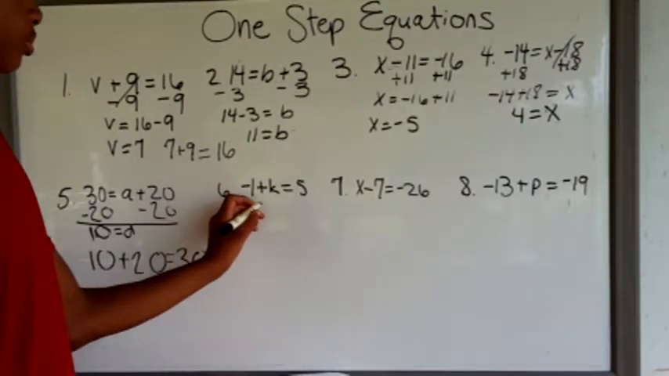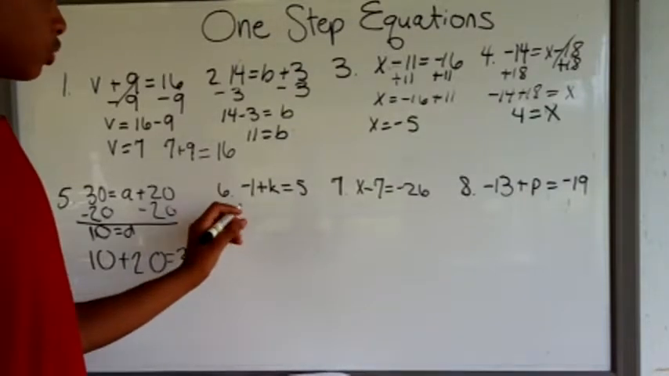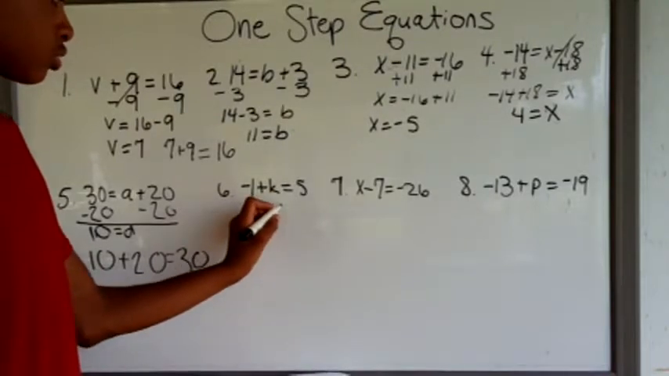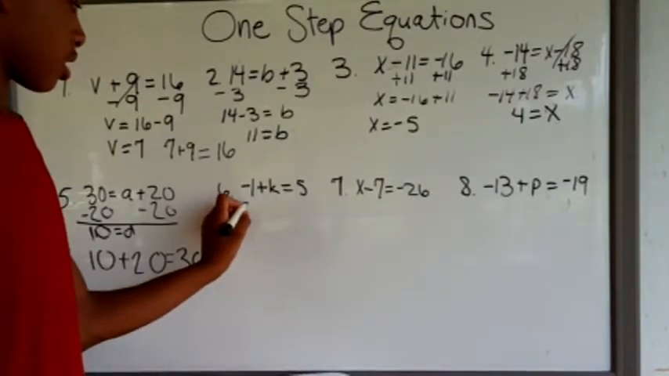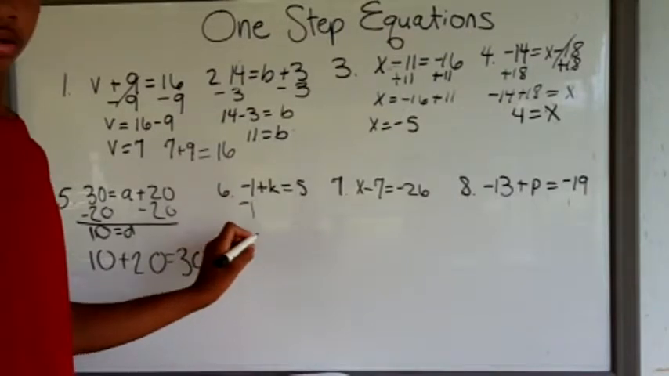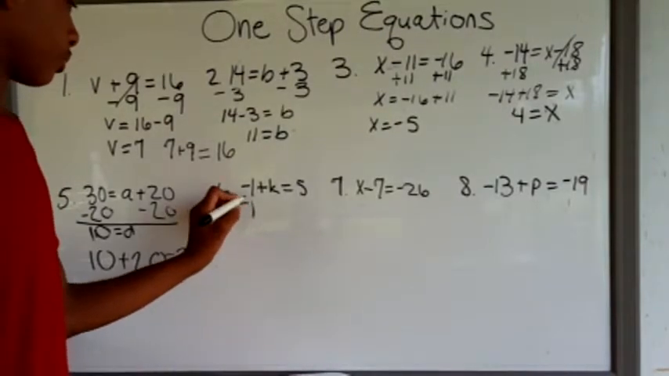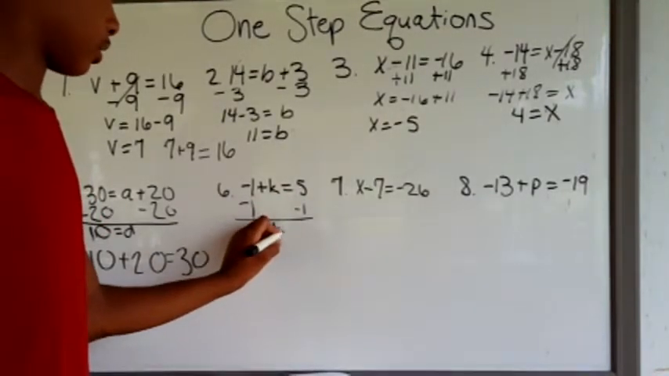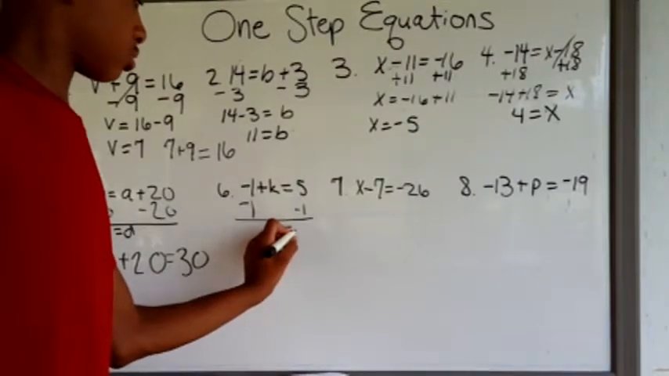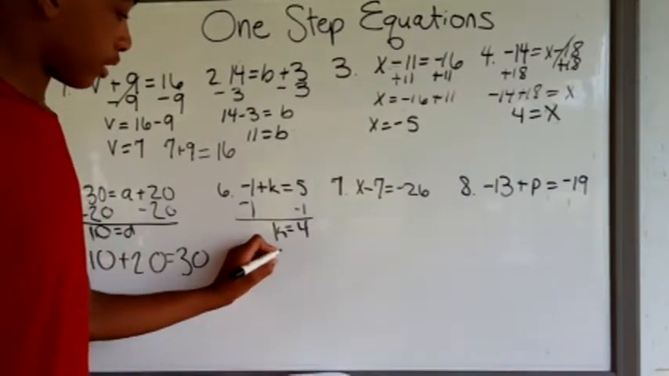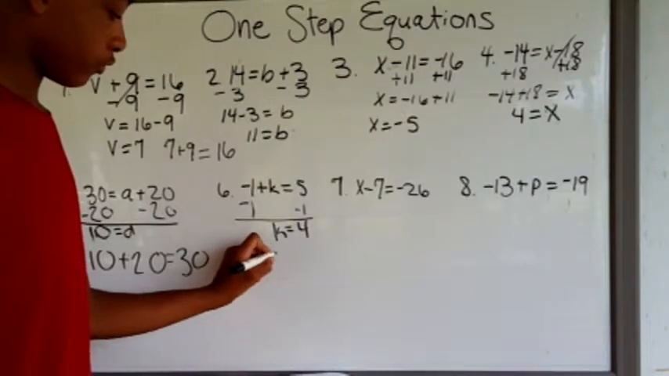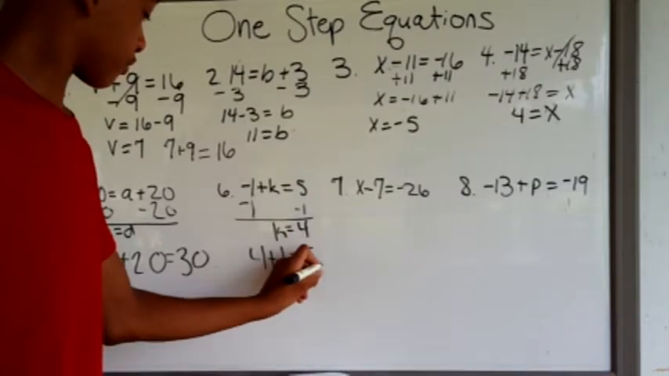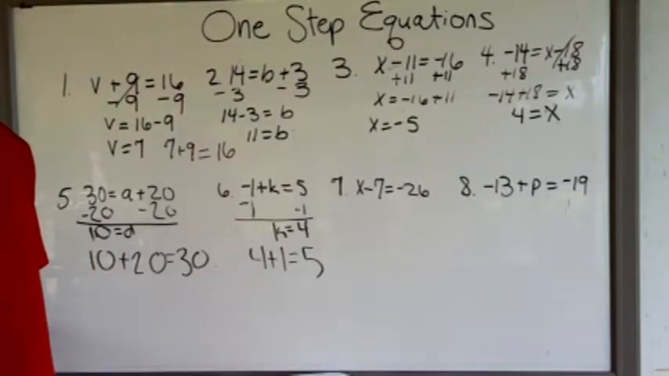Alright, so now negative 1 plus k equals 5. You subtract from both sides. So minus 1 from that side, minus 1 from this side, and 5 minus 1 equals 4. You could make sure that you're correct by doing 4 plus 1, which equals 5. Alright, stop right there. That is incorrect.